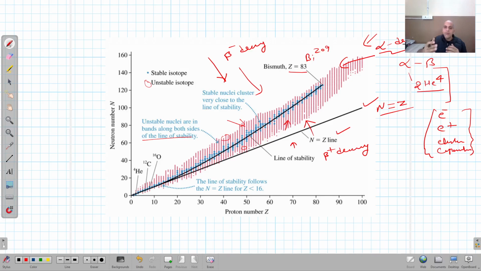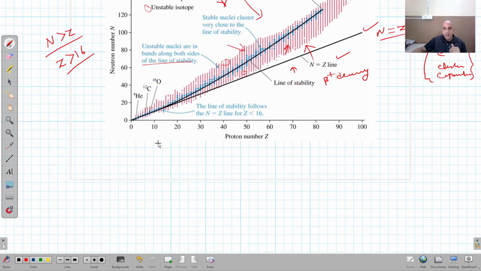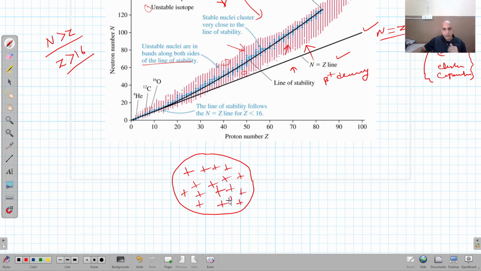Now, I want to explain why this feature is observed, why the number of neutrons is higher than the number of protons in heavy nuclei, in all those nuclei for which Z is greater than 16. Why is it there? To understand this graph, we have to recall what type of forces are operating inside the nucleus, right? This is the nucleus, and we have protons, positively charged. These are protons, but we also have neutrons inside the nucleus as per the proton-neutron theory.